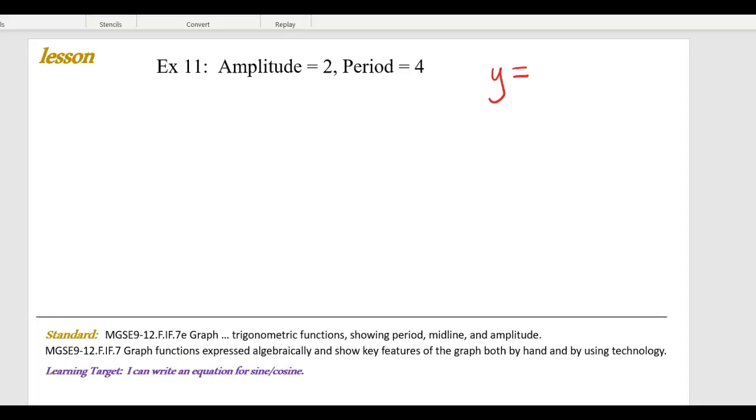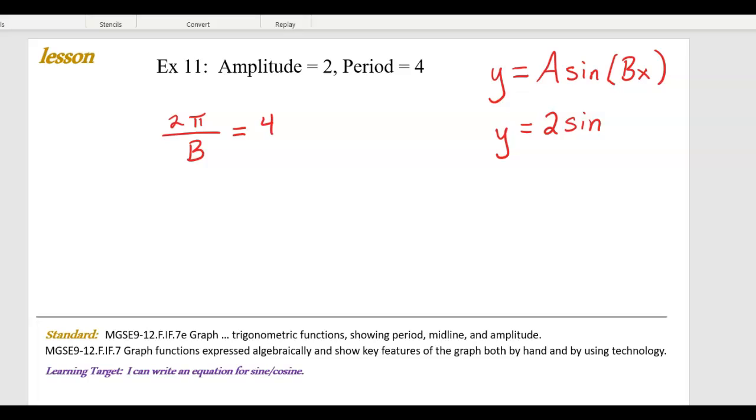So y equals A, amplitude, times sine of Bx. I already know my amplitude is 2, so I already have 2. So I need to set 2 pi over B equal to the period. Swap.